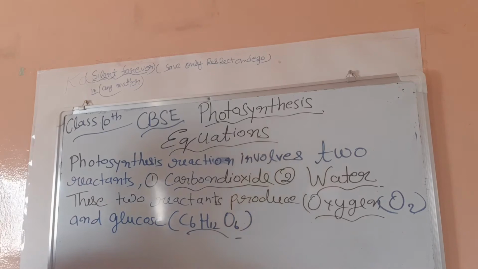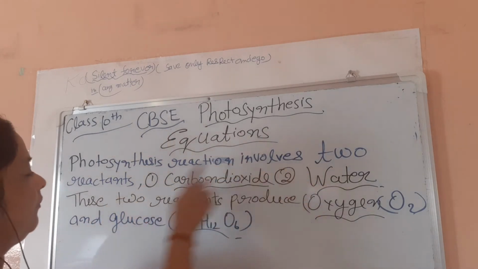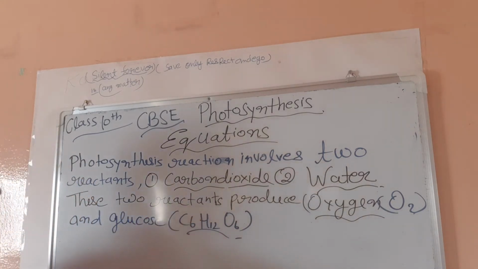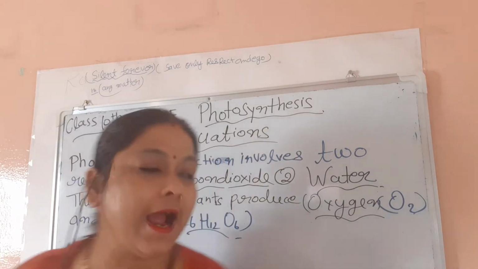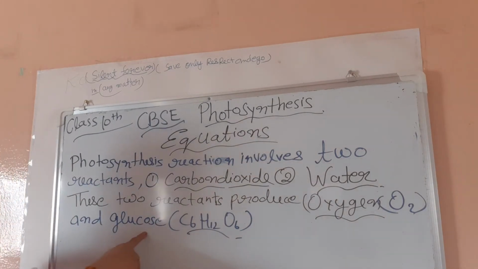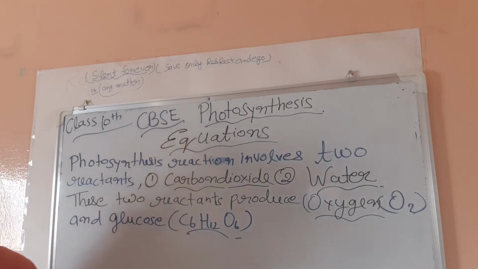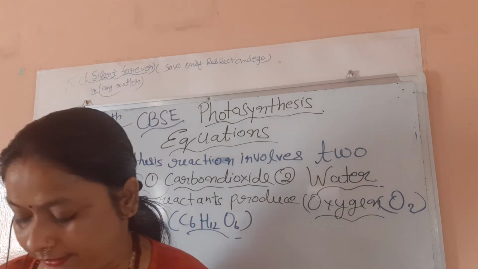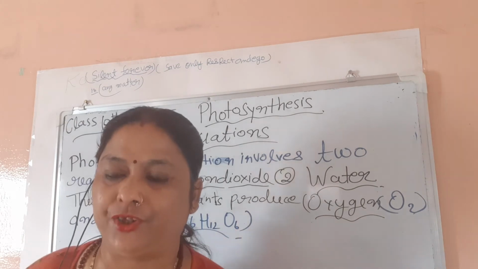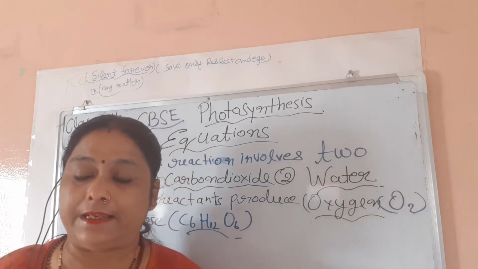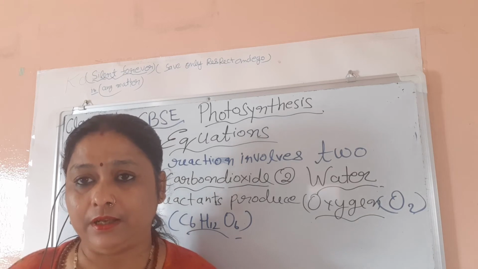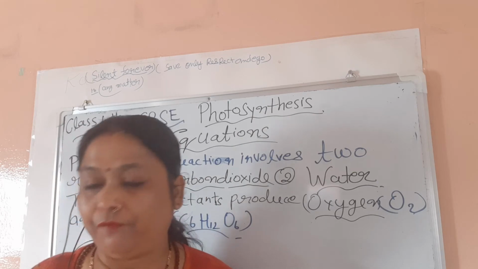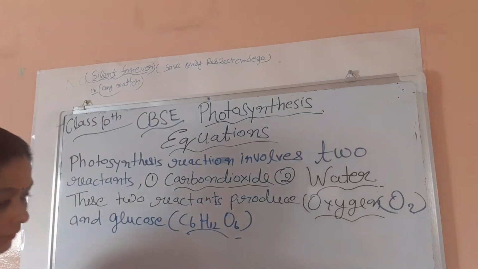The photosynthesis reaction involves two reactants, carbon dioxide and water. These two reactants produce oxygen and glucose, C6H12O6. Hence photosynthesis is considered to be an endothermic reaction, following the photosynthesis formula.